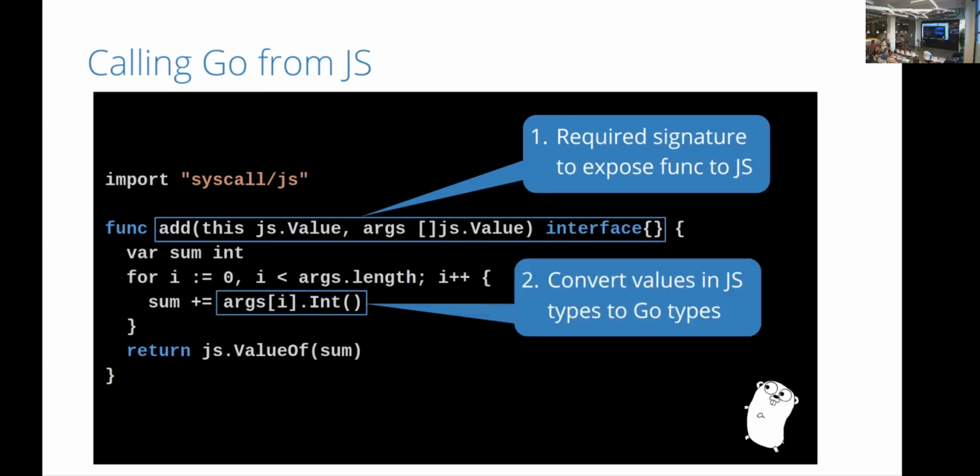When we receive an array of JavaScript arguments, these arguments are still in the form of JavaScript values. So we need to call the Int function from the syscall.js library, so we can convert these JavaScript number types into their corresponding Go integers, so that we can actually perform operations on them in Go. If another JavaScript type, like a string, is passed, calling Int would panic.